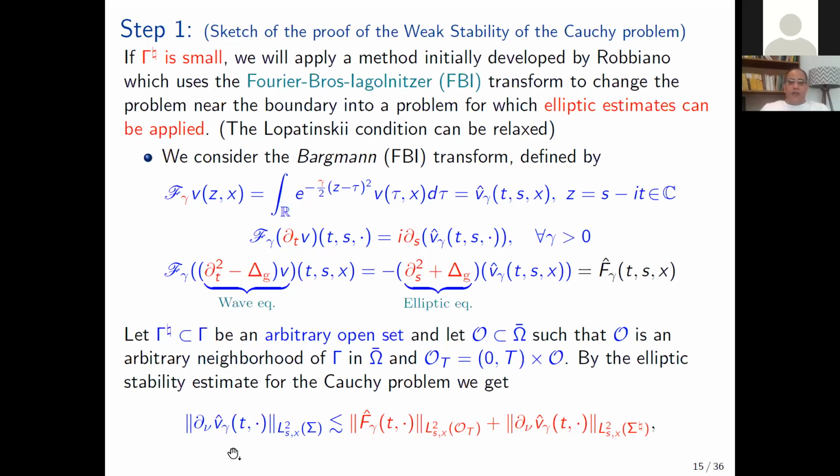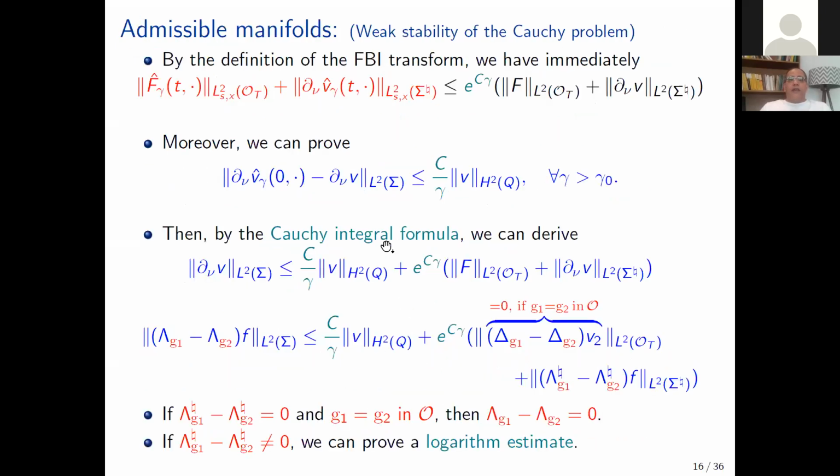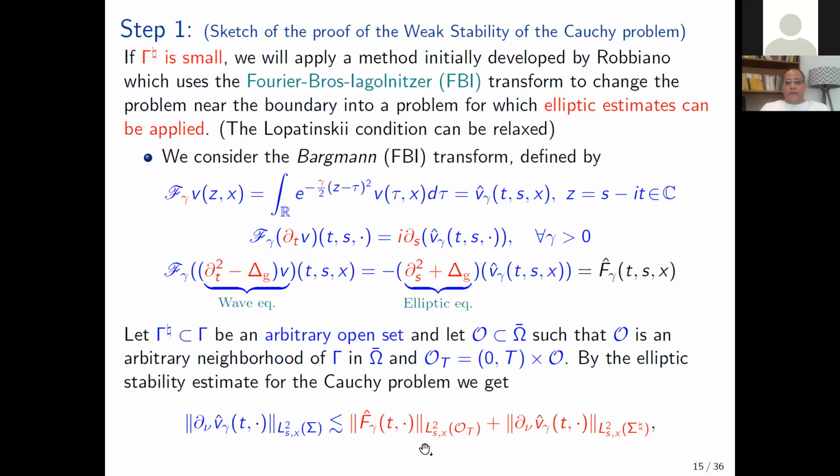Then we can estimate the normal derivative of the solution in the whole boundary Σ by the elliptic Cauchy data. Here the elliptic Cauchy data is the source term, the FBI transform of capital F, and the normal derivative of the solution only in Σ sharp. Σ sharp is an arbitrary open set. Okay, now we need to prove the estimate for our initial function. Here this estimate is for the FBI transform of V, but we need some estimate for V itself.